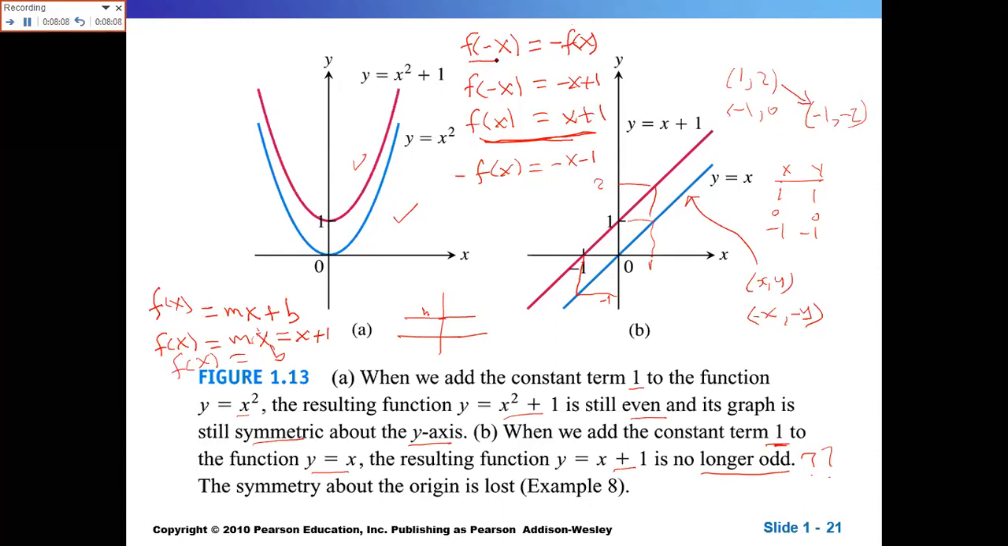f of negative x should be equal to what? Negative f of x. So this is f of negative x, and this is negative f of x. Are they equal on the right-hand side? No. So that's the proof that they're not. If we bump an odd function, it moves from the origin, so it will no longer be odd. Is that clear? Yes. Okay, good.